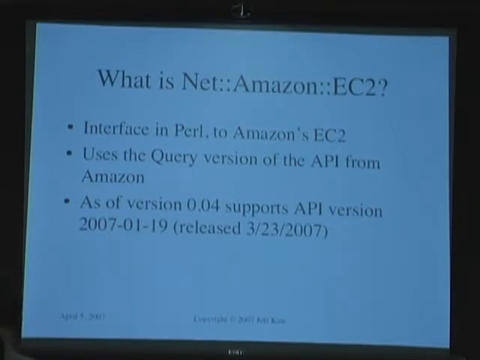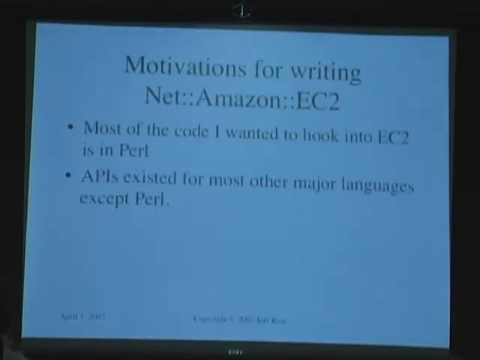As of the version I released last week, it supports the latest version released from Amazon, which included the ability to do NAT on the EC2 instances. Some of the motivations: most of the code that I want to interact with EC2 is based in Perl, and APIs exist for pretty much every other major language except Perl, and I just couldn't let that be.